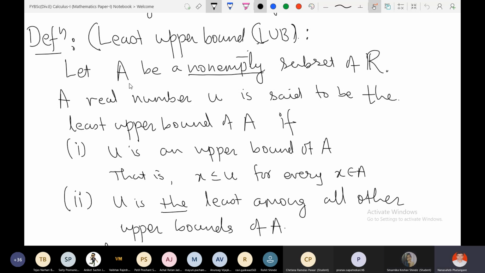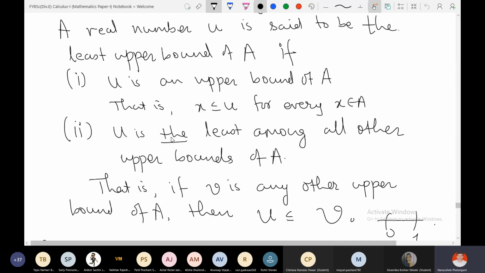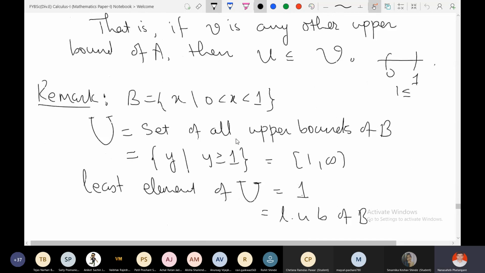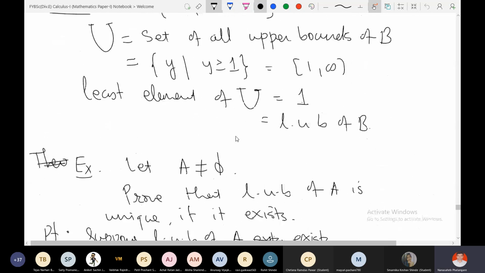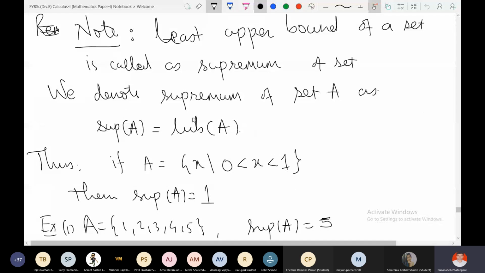So A is a non-empty set, and a real number u is said to be the least upper bound if it is an upper bound and any other upper bound is greater than or equal to that least upper bound. So the supremum is also called the least upper bound of a set, right?